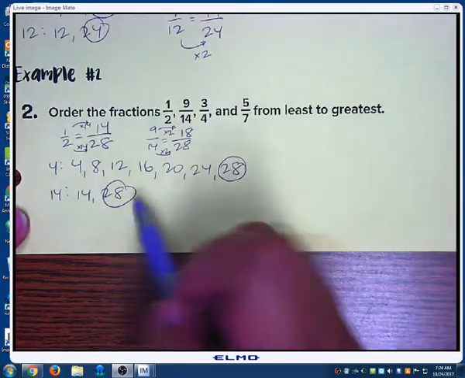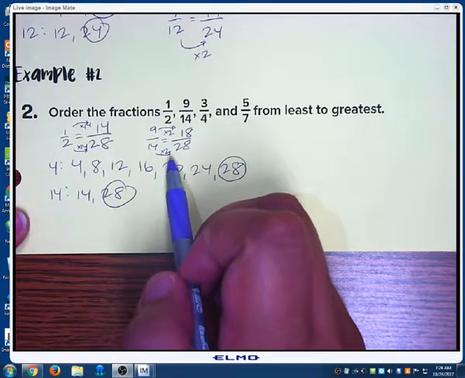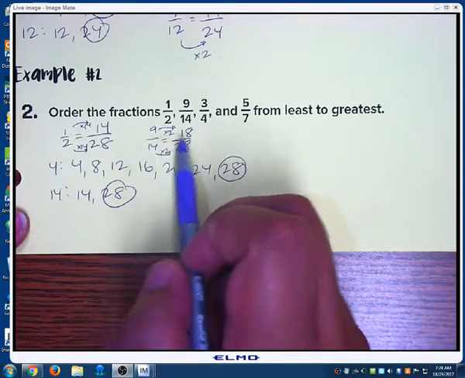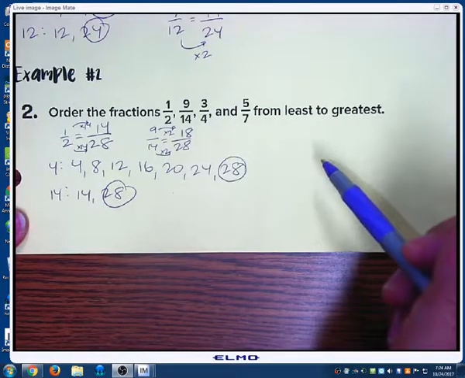Again, hopefully you can see that. But again, from 14 to 28, I multiply by 2. So do the same thing to the top. 9 times 2 is 18. Sorry, I'm just running out of room here.